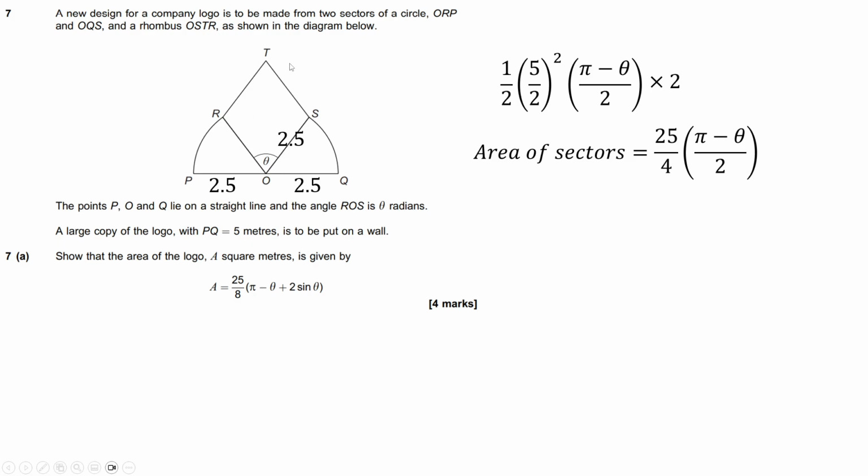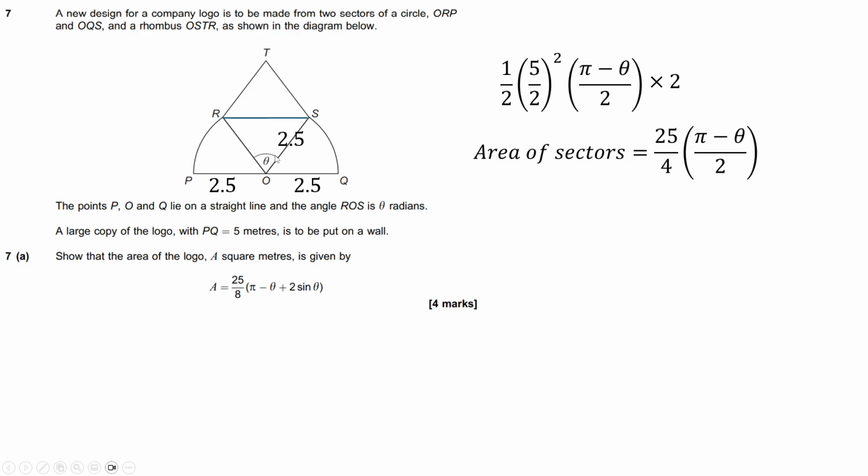Now we need the area of this shape here. The easiest way to do this is just to draw a line from R to S. There are a few different ways to do this. You can even use the cross product if you do further maths. But half AB sine C is probably the best way to go. If you look at the answer that they want us to give, it has sine theta in it. So that's a very big clue that we need to use sine something. Half AB sine C is the only one that we know to do with area.